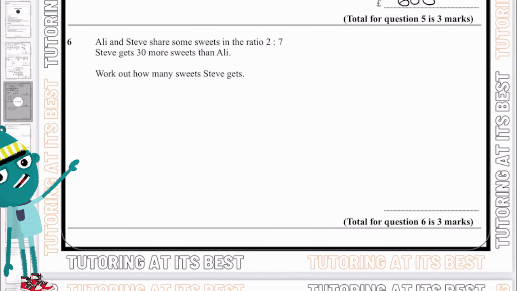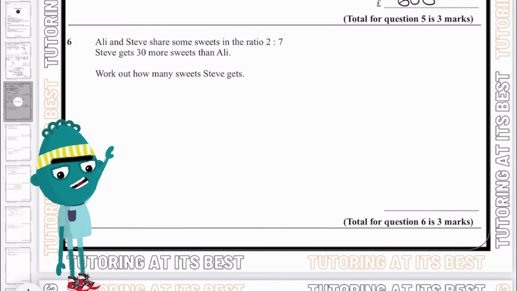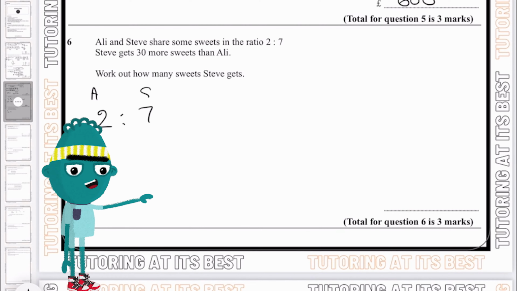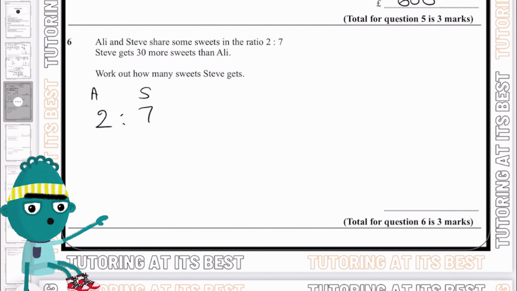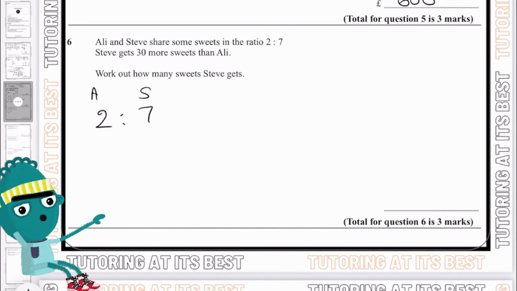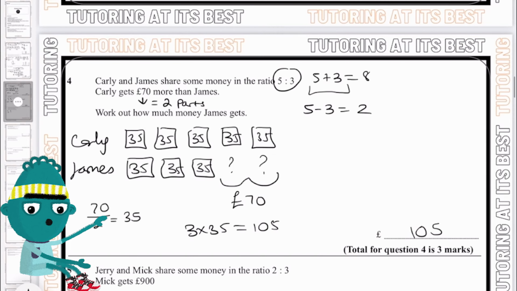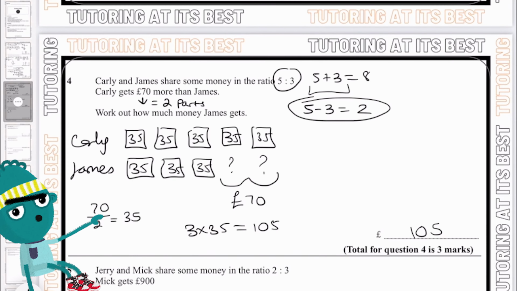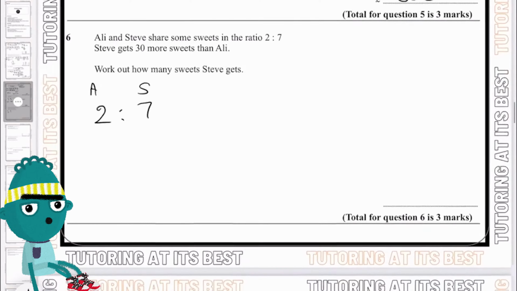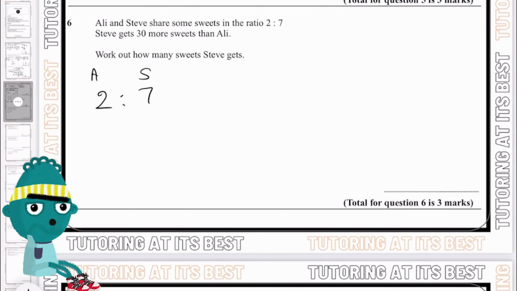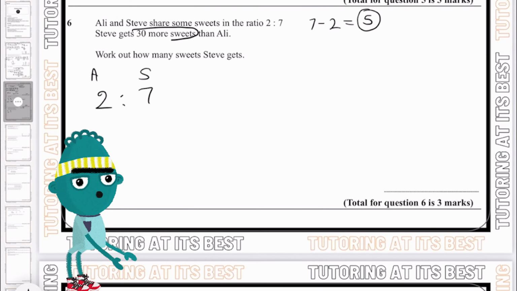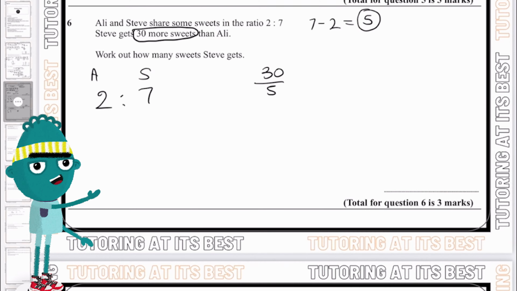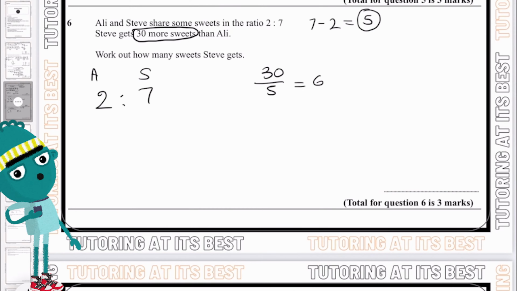Question number 6. Ali and Steve share some sweets in the ratio of 2-7. So that's Ali and Steve. And Ali gets 30 more sweets than Steve. So again, remember what we did in our previous question here, where we had Carly and James. We got the difference of both parts, and that's what we're going to do here. So we know the difference between 7 and 2 is 5. So let's go ahead and get our amount, which is 30 more sweets, and divide this by 5, which gives us 6. So now we know that 1 part equals 6.